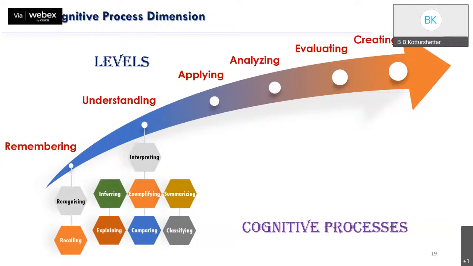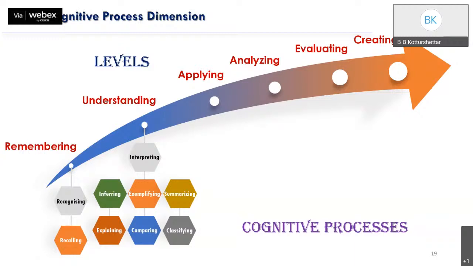The next one is understanding. Understanding encompasses 7 cognitive processes. There are 7 different ways a student processes the information in order to answer a question, which relates to understanding. So the 7 processes are interpreting, inferring, exemplifying, summarizing, explaining, comparing, classifying. So these are 7 different processes that would be happening in the brain of the student as they process the information.